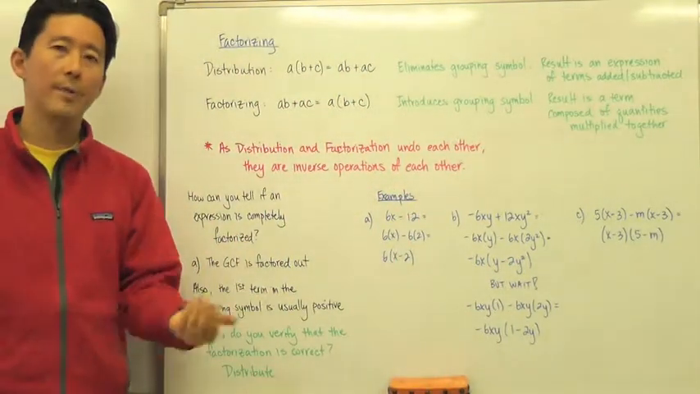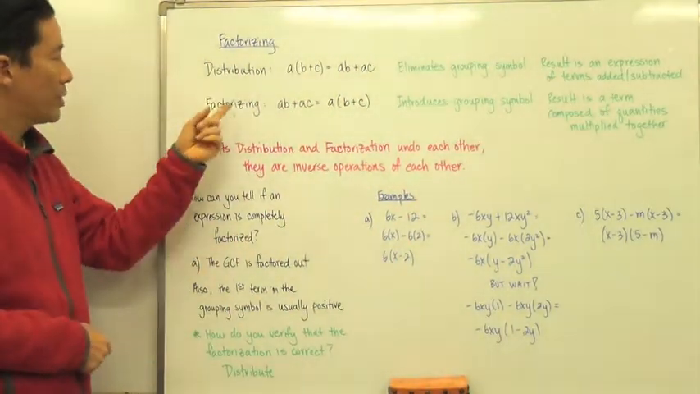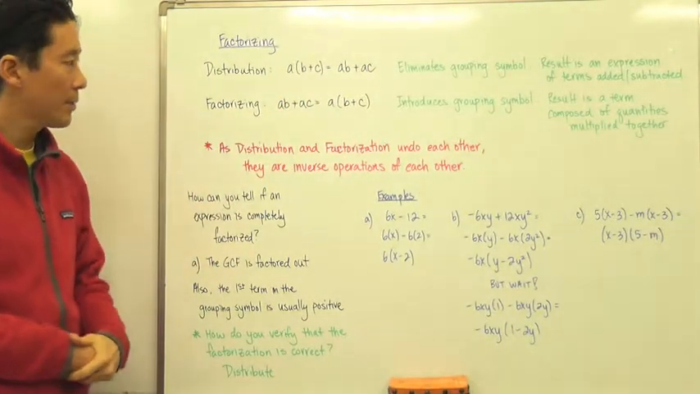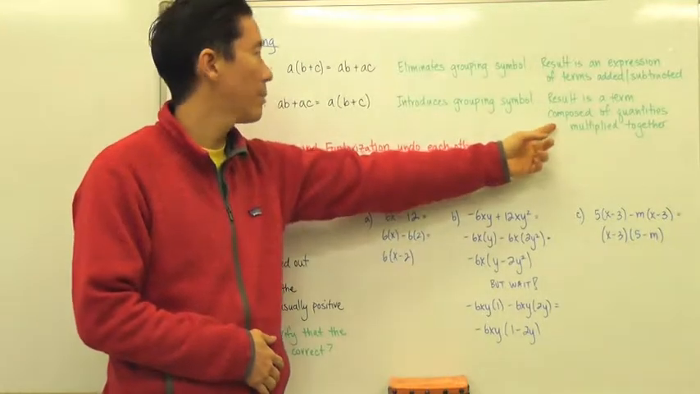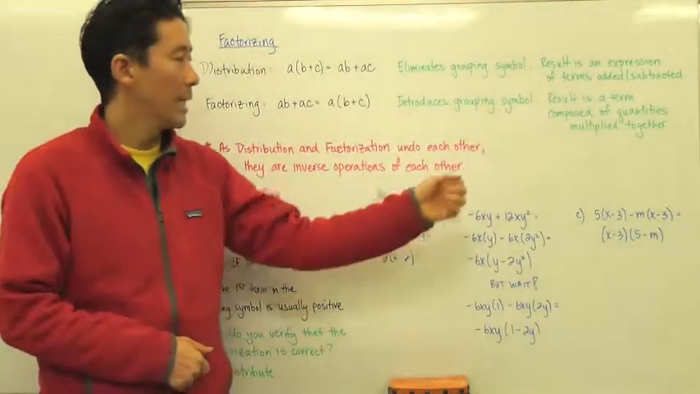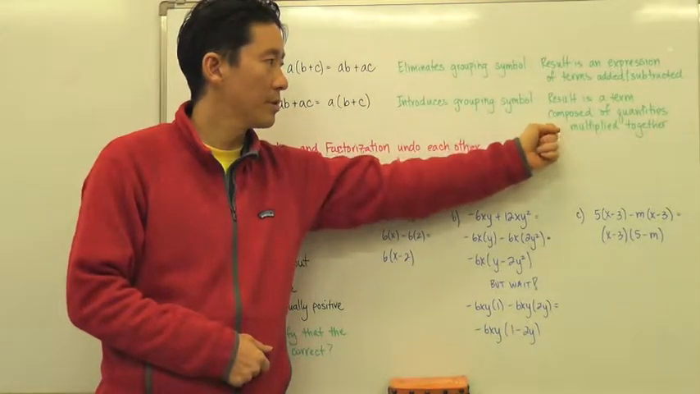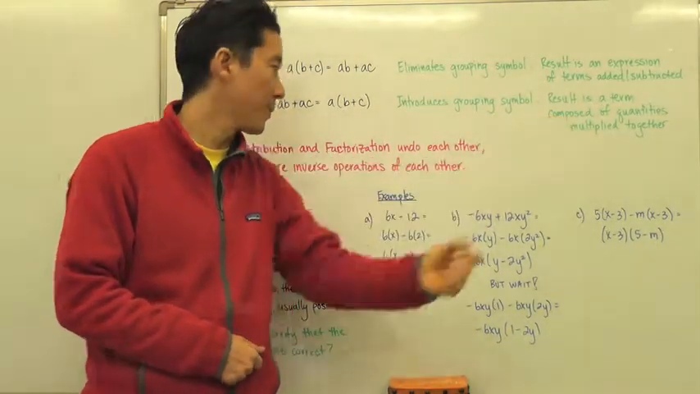Okay, so let's go ahead and wrap things up. Distribution, factorization, remember they are inverse operations of each other. The most important thing to remember about factorization is that you're going to be introducing a grouping symbol, and the result is a term composed of quantities that are multiplied together.